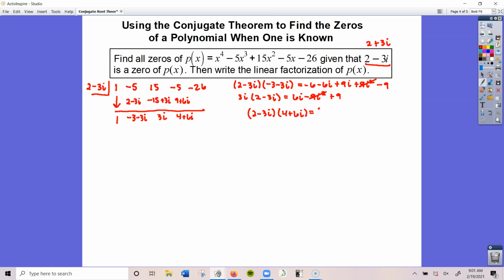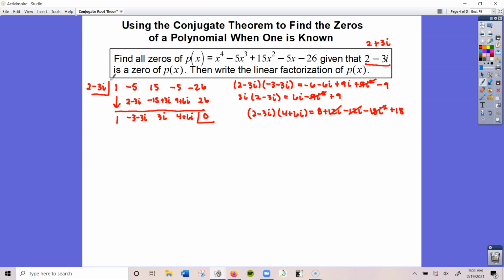Distribute the 2, we get 8 plus 12i. And then distribute the negative 3i, we get negative 12i minus 18i squared. These here would cancel. Negative 18i squared is positive 18, and 18 plus 8 is 26. And see, we end up with 0.